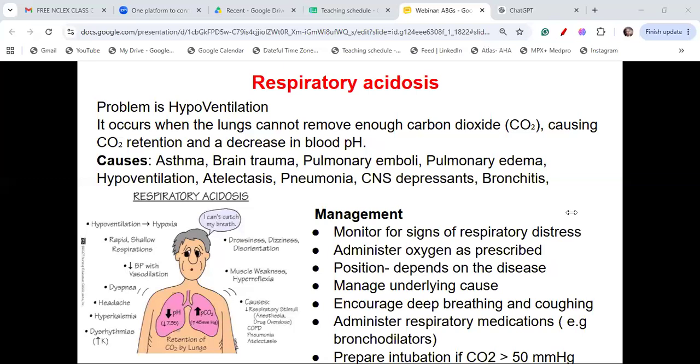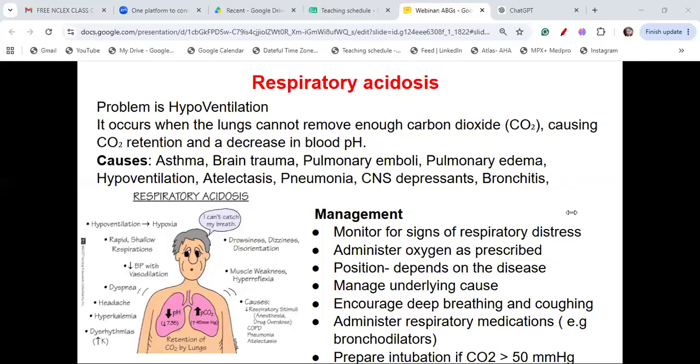So you have symptoms like drowsiness, dizziness, disorientation, which show some signs of hypoxia. Muscle weakness, hyperreflexia, shallow, rapid respirations, difficulty in breathing, headache, dysrhythmias. I'm not focusing on the signs and symptoms because, as I've said, they differ depending on what is causing that. Again, for management, equally, it is dependent on the cause.